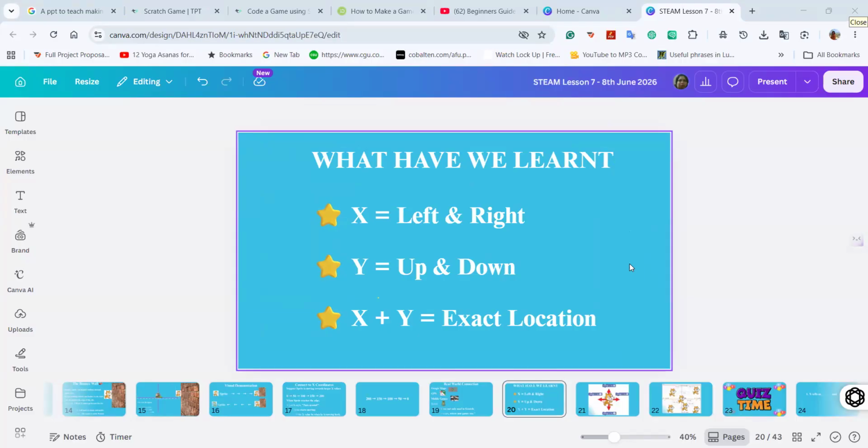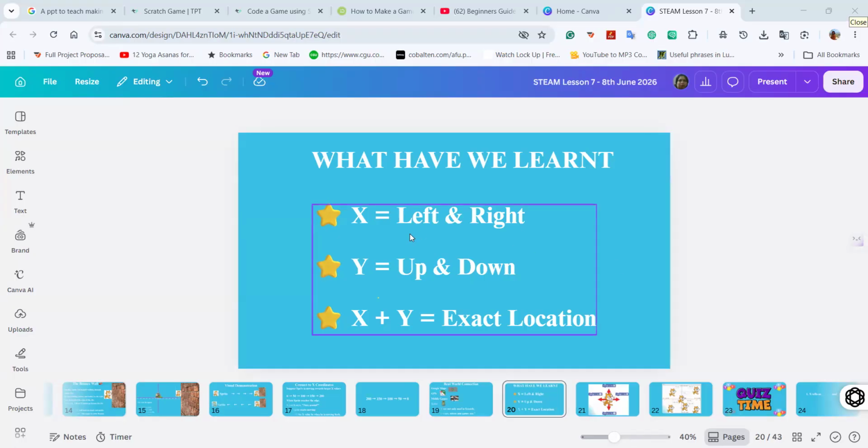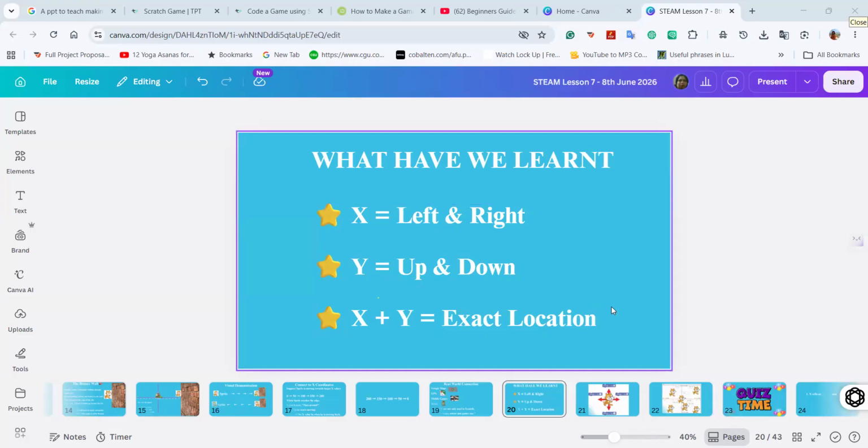Okay, read. Teacher, should I read it first and translate? Yes. Okay. What have we learned? X is equal to left and right. Y is equal to up and down. X plus Y is the exact location. X plus Y translation means? In Dari. Okay, teacher. Yes, Marcia, translate.